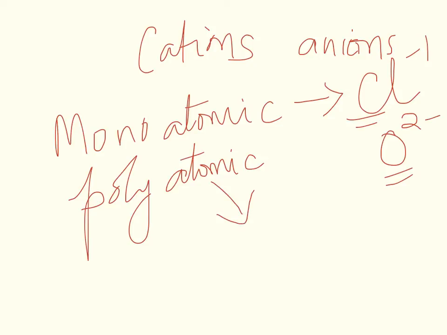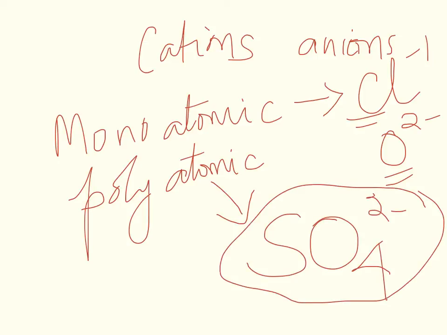What about polyatomic? Polyatomic ions have more than one atom in them. For example, SO4 2-. This is a sulfate ion. Again, there are some polyatomic cations and some polyatomic anions, and there is a list of polyatomic ions, which I will give to you as a slide on D12. So when you name the cation or anion, think about this.